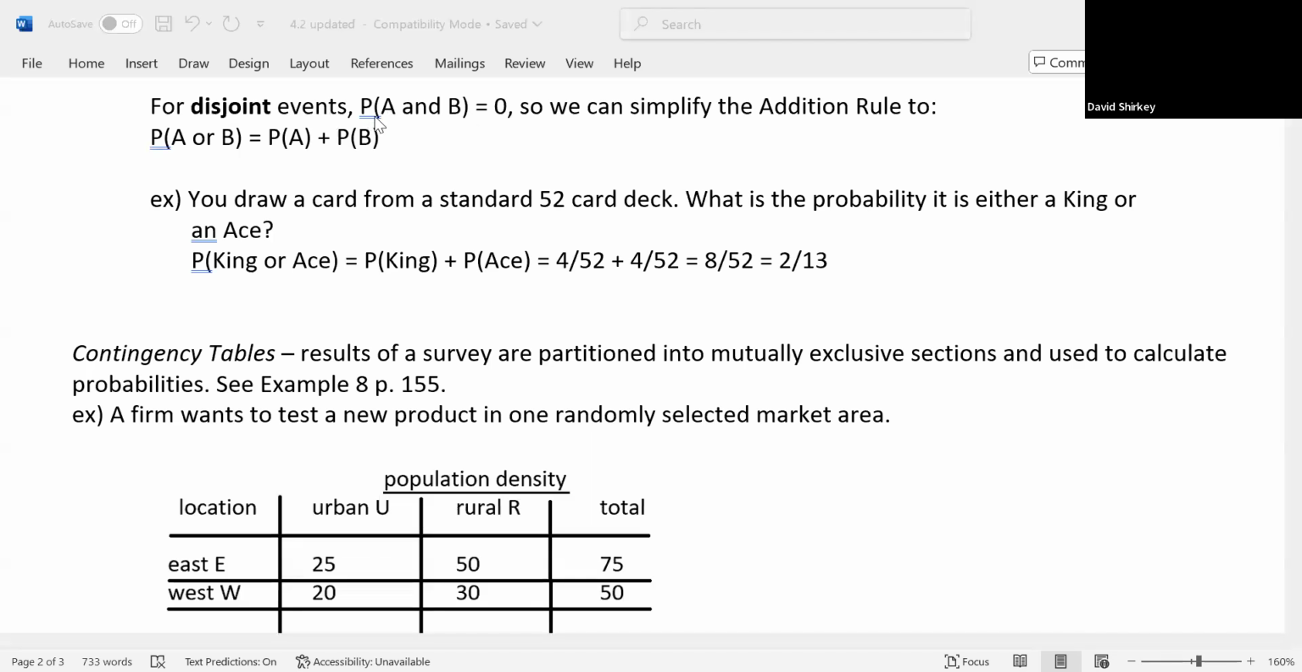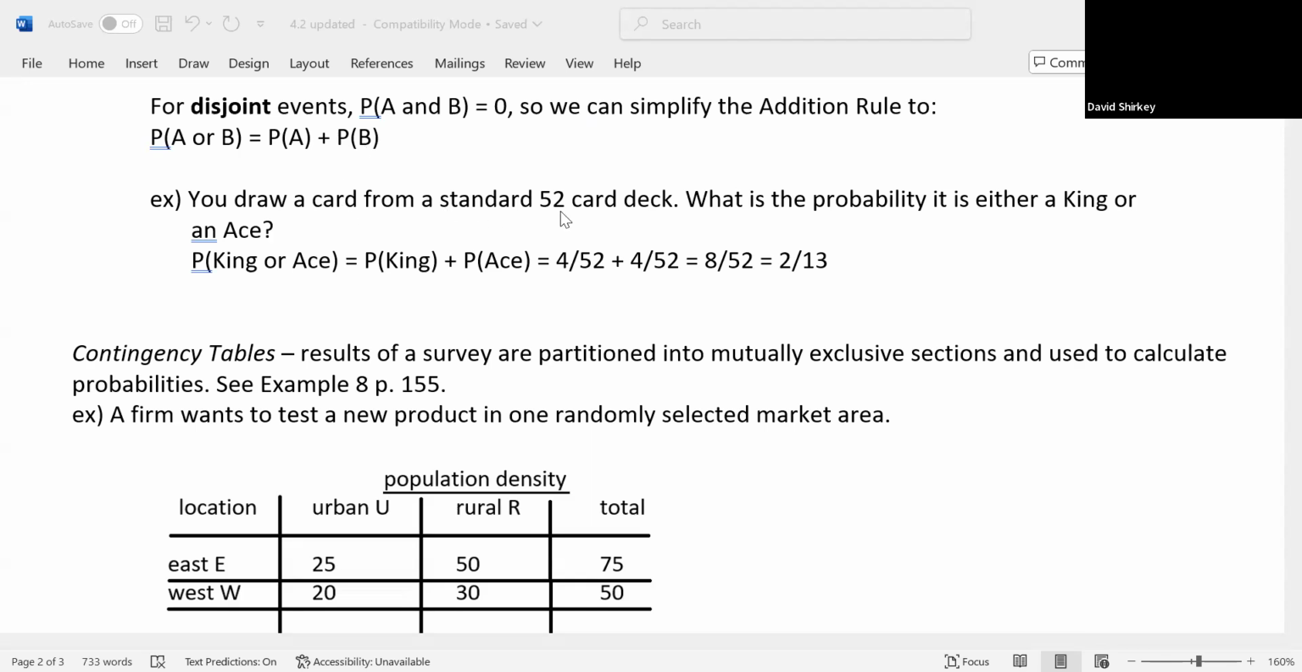For disjoint events, the probability of both A and B occurring is 0. So we can simplify the addition rule and take off this probability of A and B, so that the probability of A or B is just the probability of A plus the probability of B.